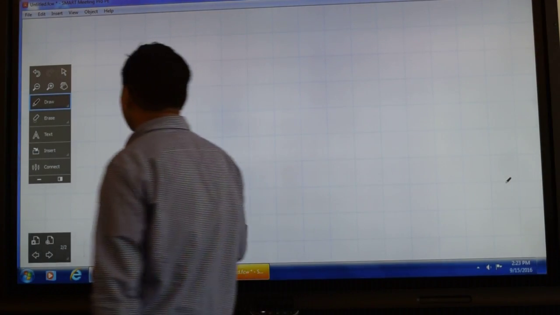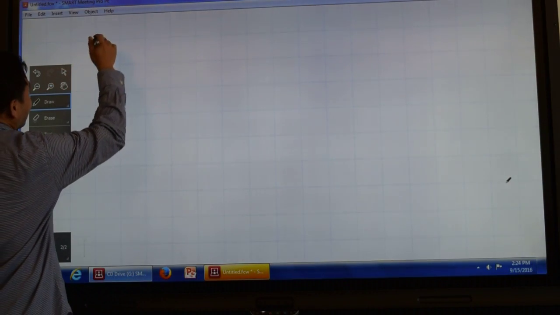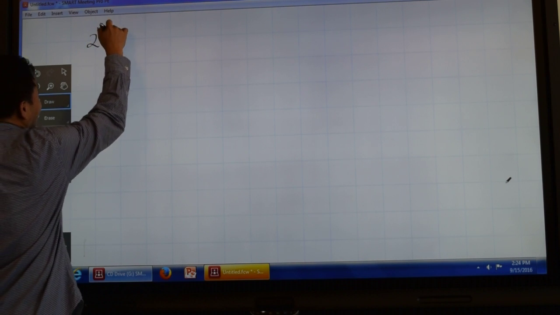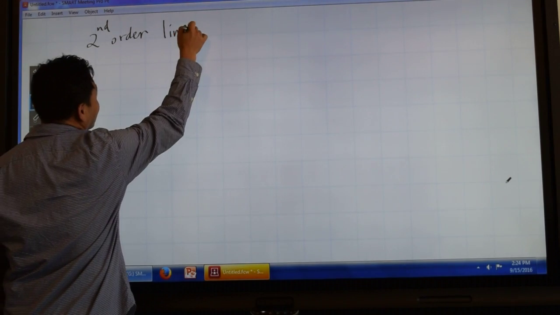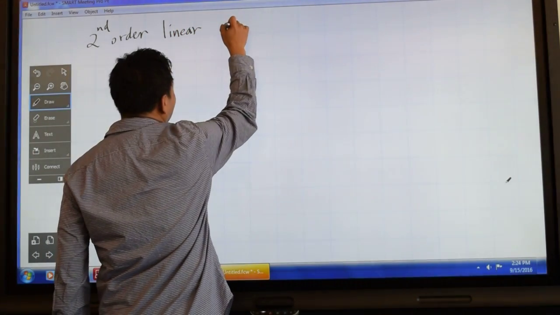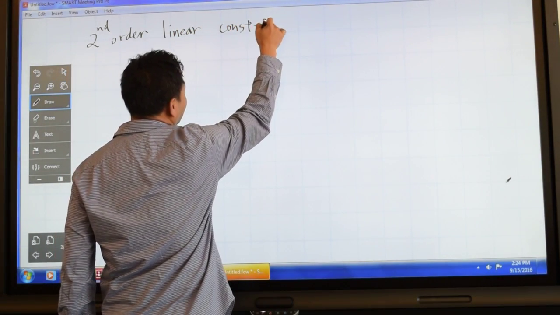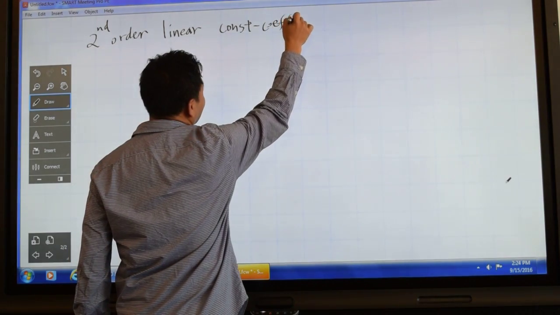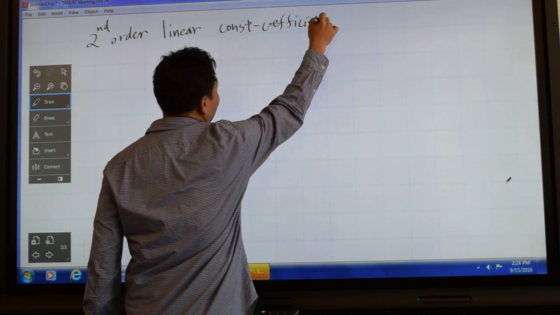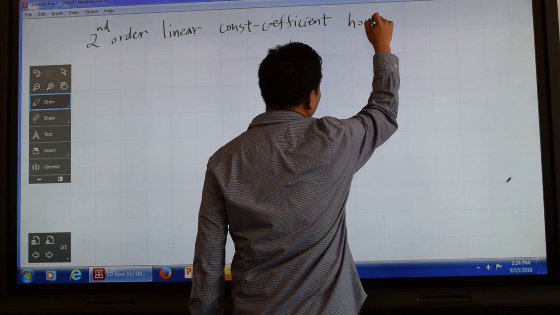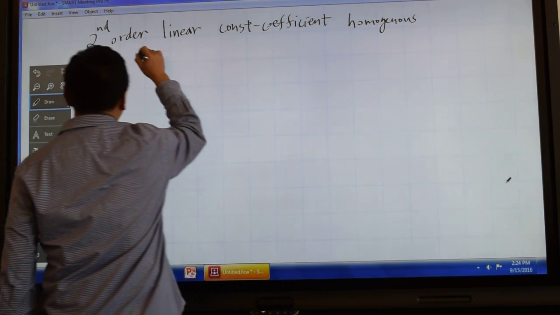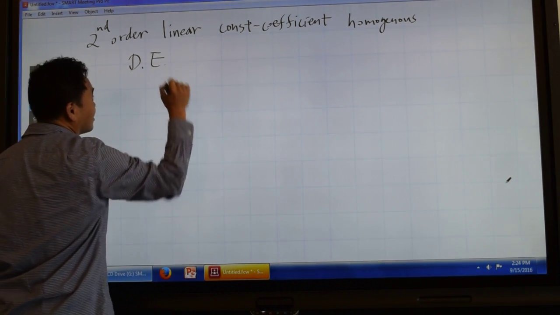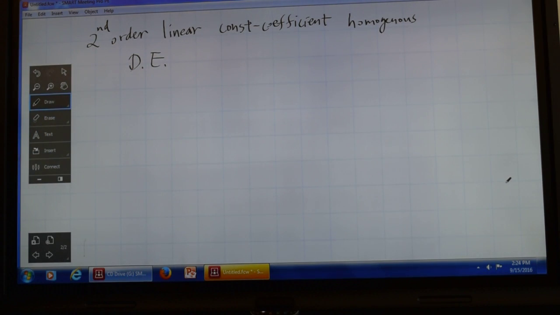Okay, so this time, so far, this is what we were doing. Second order, linear, constant coefficient, homogeneous differential equation. That's what we are doing so far.